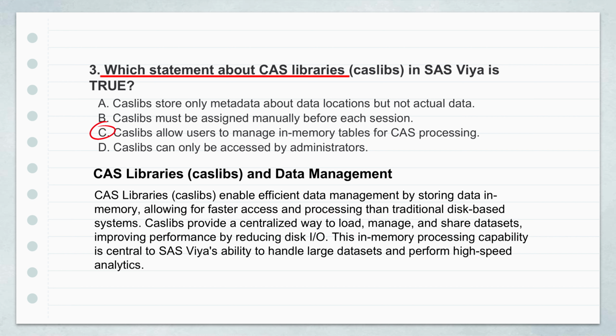So it's the CAS-libs that unlock the true potential of Viya's in-memory capabilities for everyday users, not just something happening behind the scenes that they have no control over. Exactly. They provide that user-friendly interface to the power of in-memory computing.